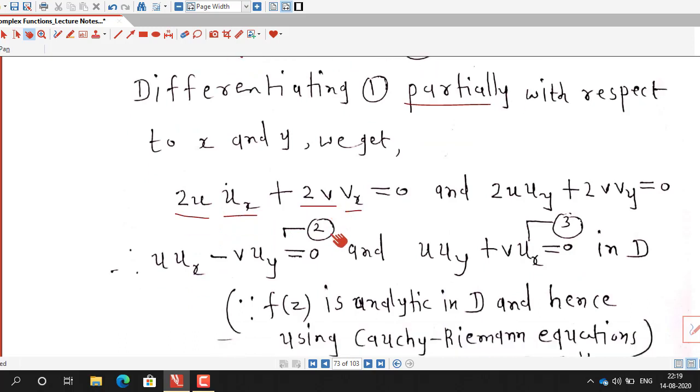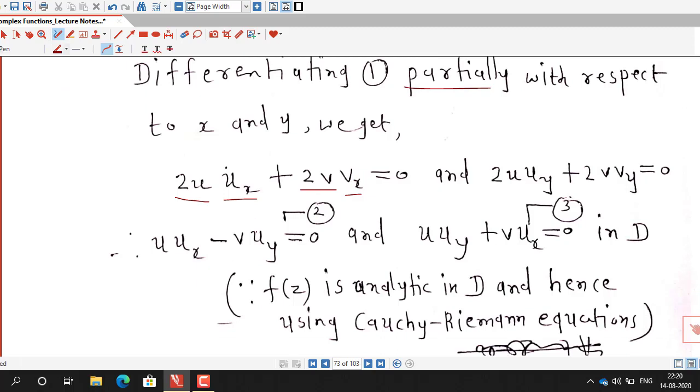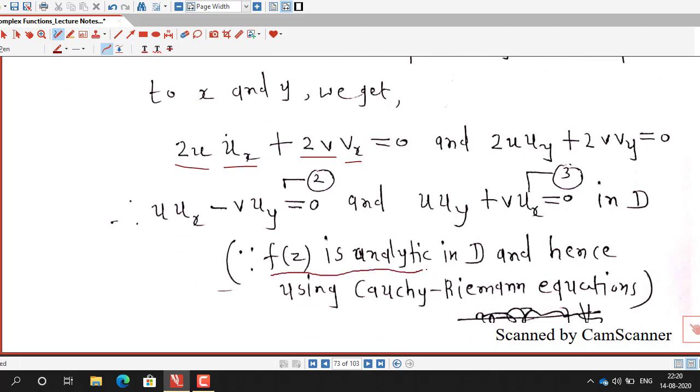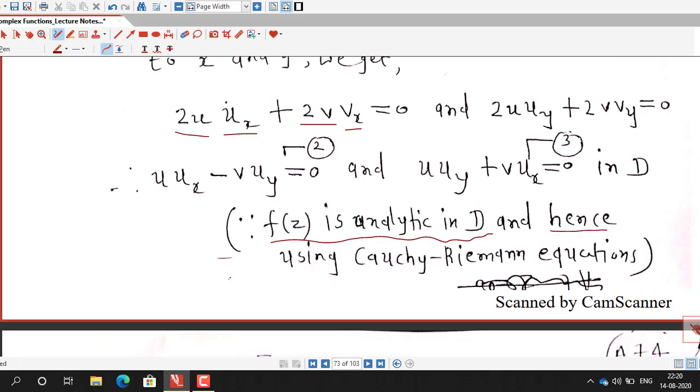And 2 will cancel out, so we can rewrite it in this form: u into ux minus v, and also we are using the Cauchy-Riemann equations. It is given that function f of z is analytic in domain D, therefore it is differentiable in domain D, and hence the Cauchy-Riemann equations are satisfied. We know that the CR equations are ux equal to vy and uy equal to minus vx. So we are using these Cauchy-Riemann equations also.